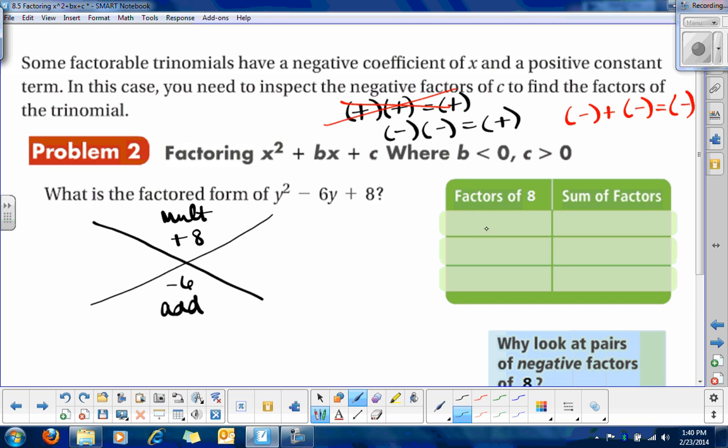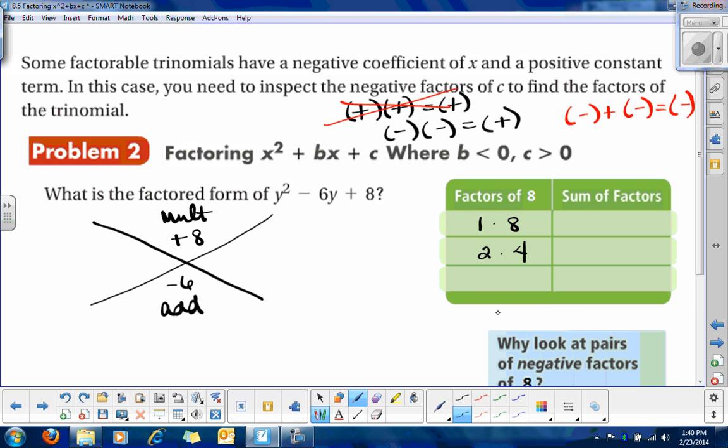So let's see, what are our factors of 8? Well, we have 1 times 8 and 2 times 4. And that's it. Because if you do 4 times 2, that's the same thing. So just 2 times 4. You don't have to write 4 times 2.